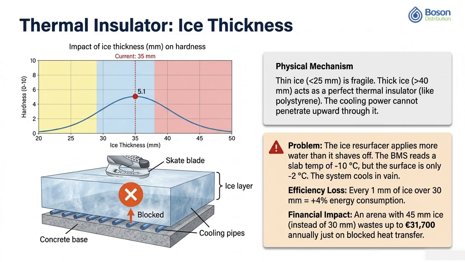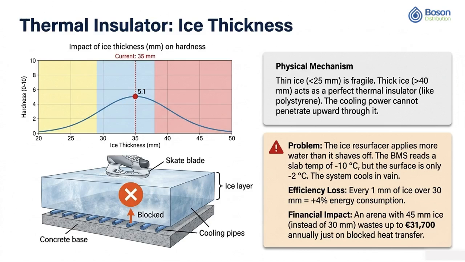This creates a massive thermal efficiency gap, or delta T. For example, the surface is at -2 degrees Celsius, but you are forced to cool the concrete down to -10 degrees Celsius. If the resurfacer applies more water than it shaves off, the thickness grows. Every 1 millimeter of ice over 30 millimeters represents a 4% increase in energy consumption.